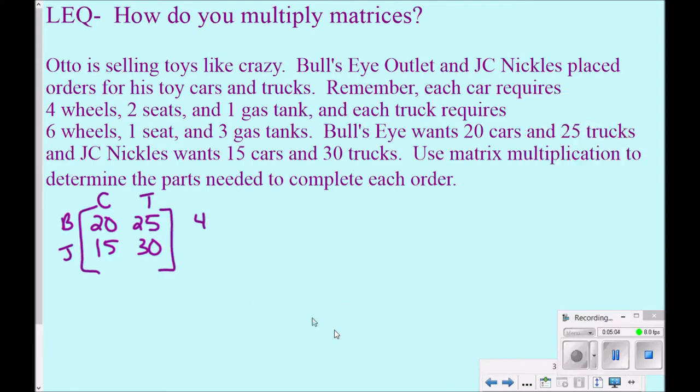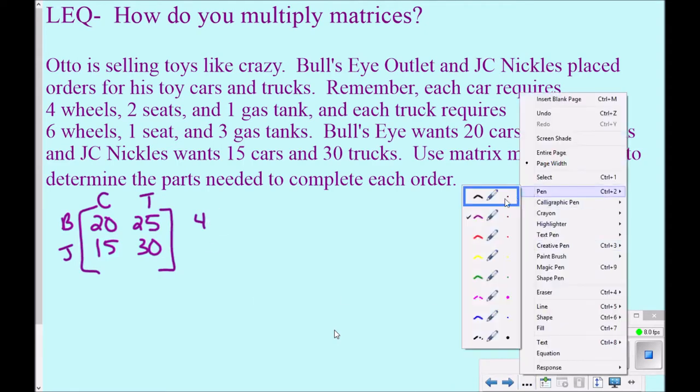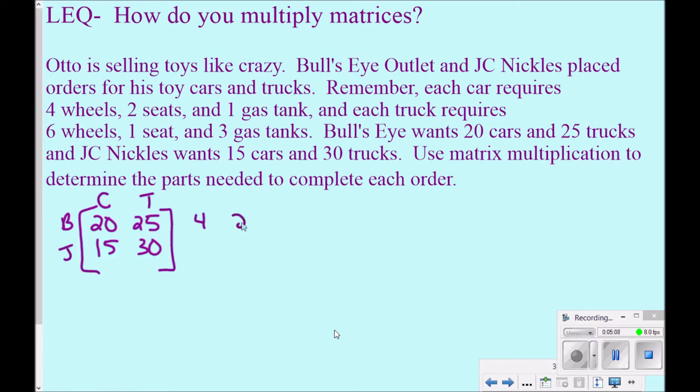So 4, then 2, then 1, 6, 1, and 3. And I'm going to put that in a matrix. And I'm going to label the rows and columns here as well. So the 4, 2, 1, those are for the car. And the 6, 1, 3, those are for the truck.